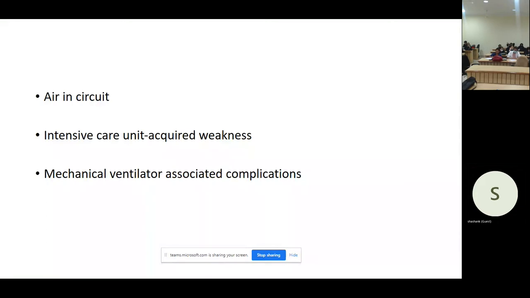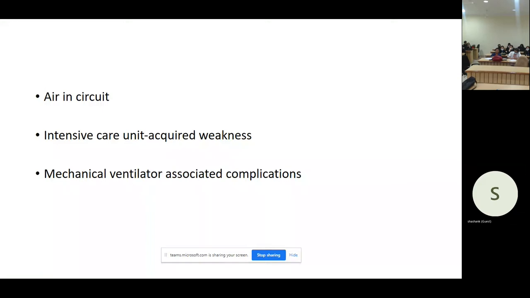So coming to the mechanical ventilator associated complications. The first thing, if a patient is put on a mechanical ventilator with high settings, high PEEP, high oxygen requirements, and sedated and paralyzed, the first thing which starts within 18 hours of mechanical ventilation is respiratory muscle weakness. Clear?